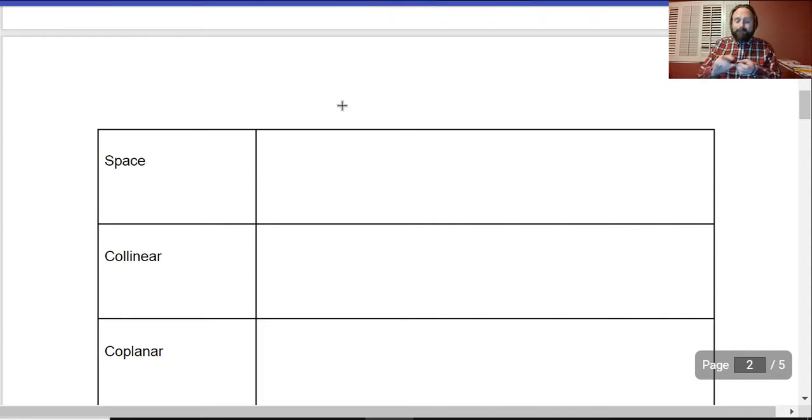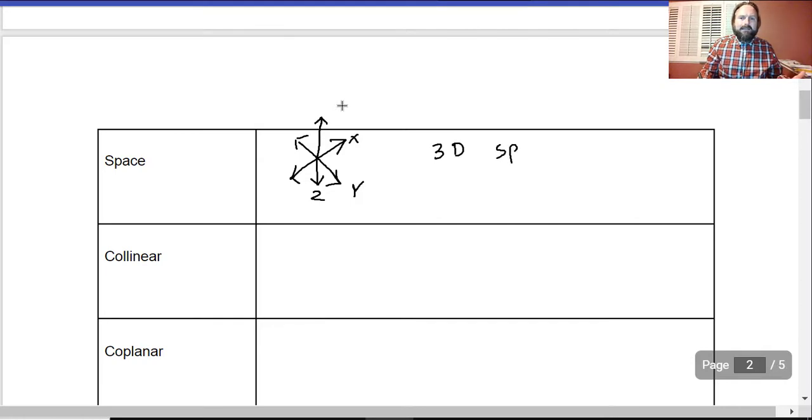Space. Now in space, we deal with it more in integrated too, but space is we have our X, we have our Y, and pretend this is flat on the table. You have X, and you have Y, and you're like, all right, cool. Coming straight up and straight through it, we have the Z.